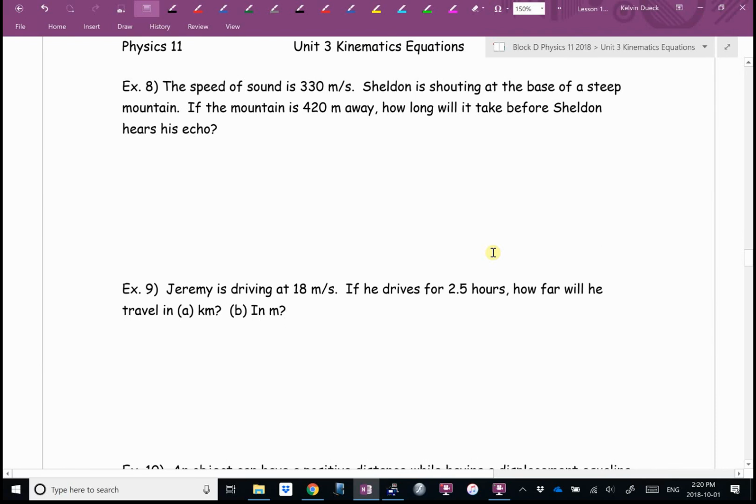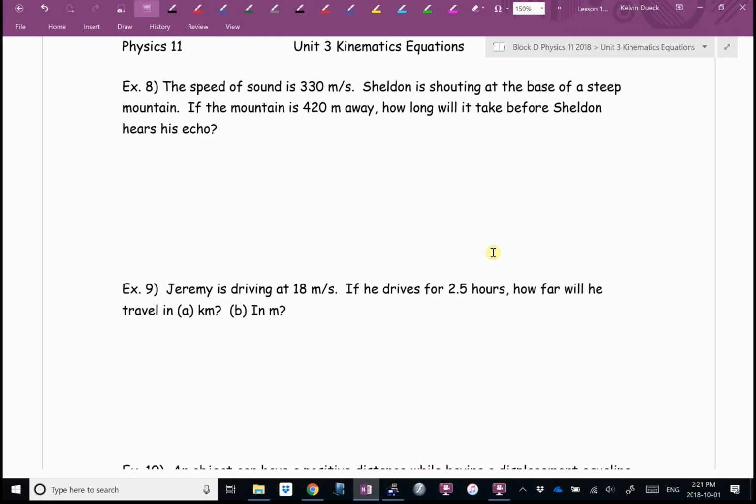How many of you have ever stood somewhere and had an echo? If you've ever wondered how far away whatever your voice is bouncing off of is, here, so I can figure it out. Speed of sound is 330 meters per second. That varies depending on altitude and temperature and humidity, but it's anywhere from 313 to 330, and 330 is a nice round number. Sheldon is shouting at the base of a steep mountain. If the mountain is 420 meters away, how long will it take before Sheldon hears his echo?